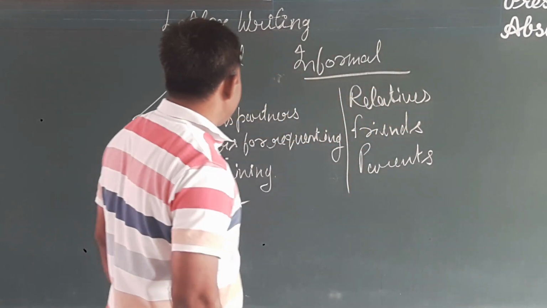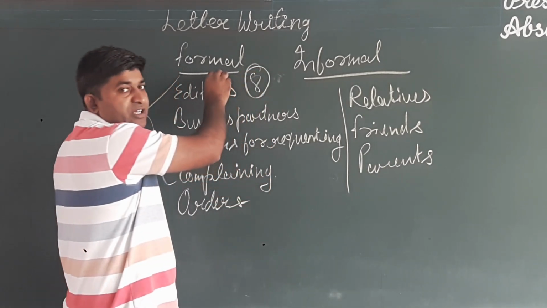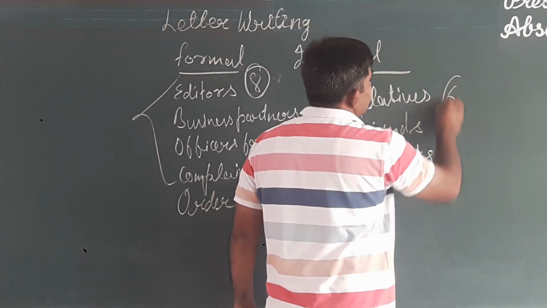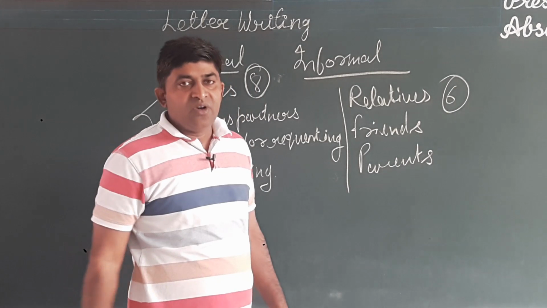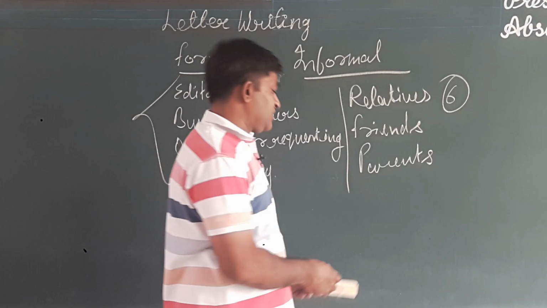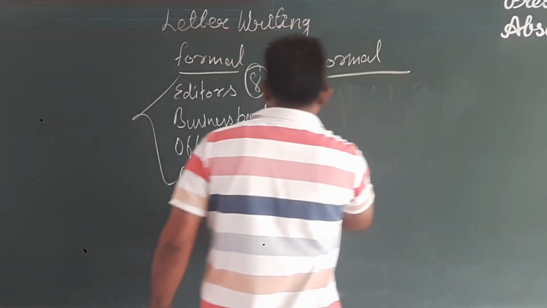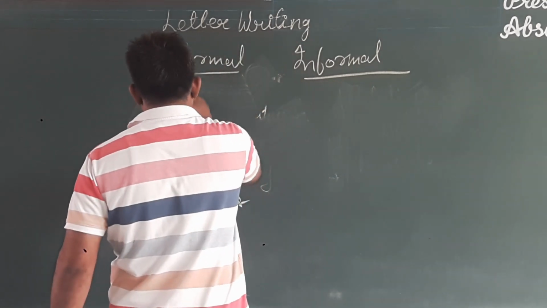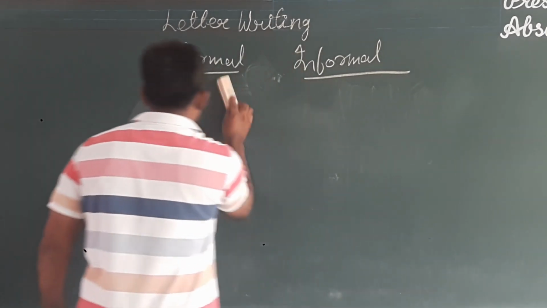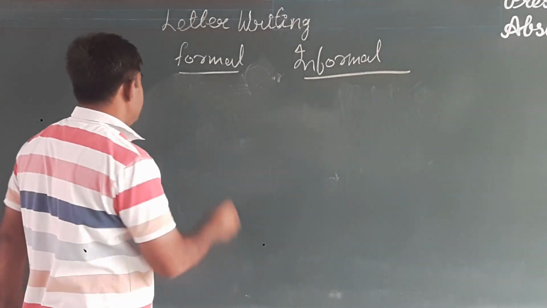We have already studied that in the formal letter there are 8 parts, and in the informal letter there are only 6 parts. What are the names of those parts, in informal and formal letter? Let us discuss. At first let us discuss the parts of the formal letter.